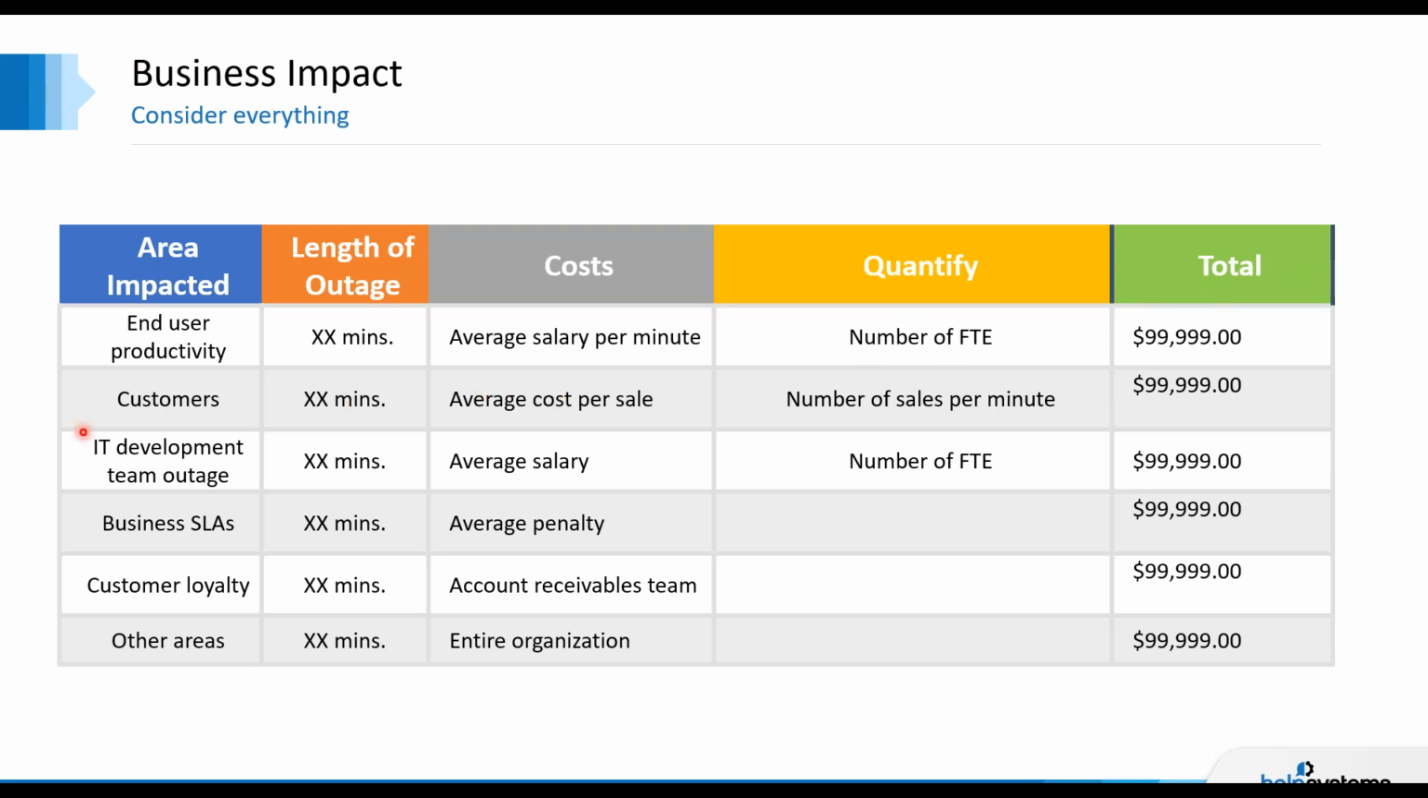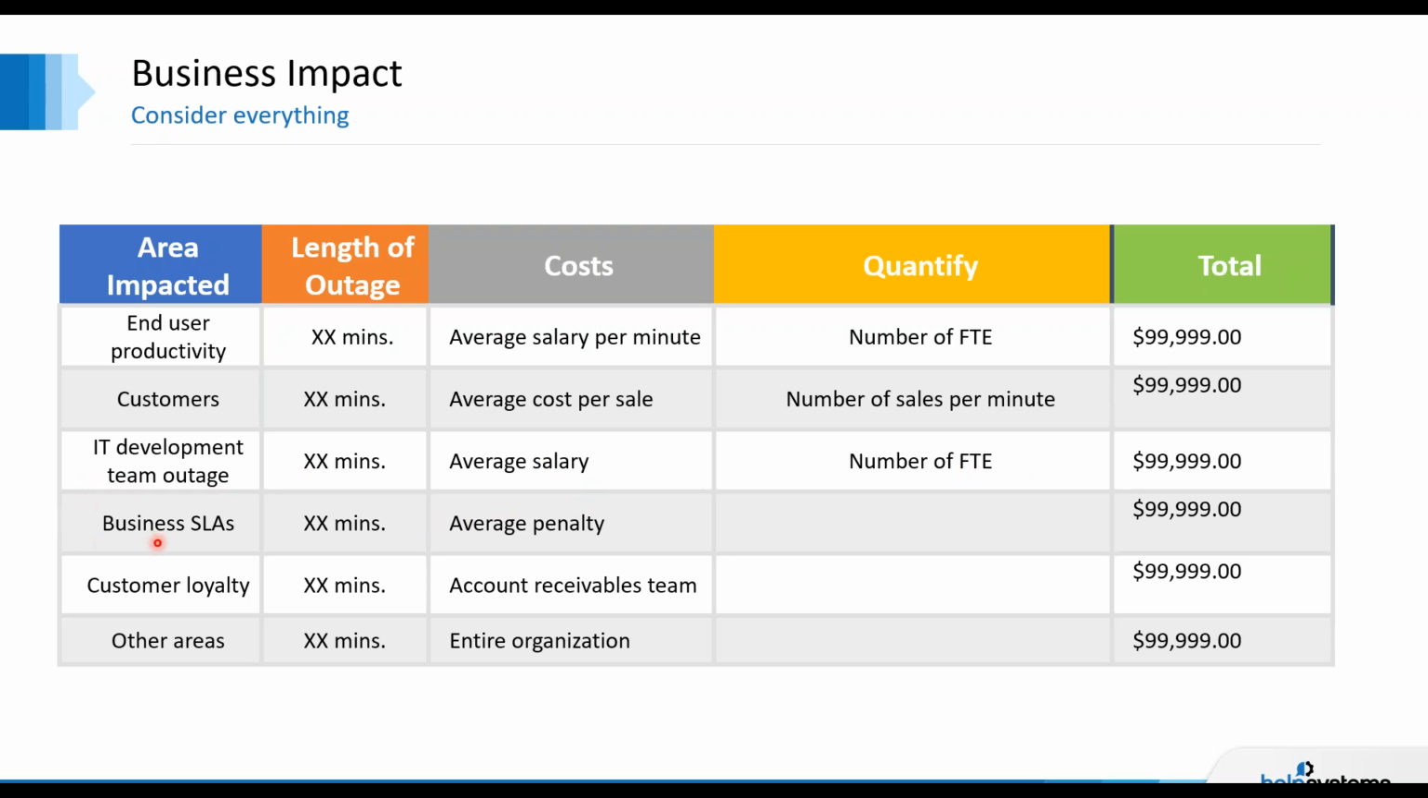Ash talked about the impact on customers. What's your average cost per sale? The number of sales per minute you make helps you develop a cost of being down for an hour. IT development, how many developers do we have? What's their average salary? What's the cost of losing them? That costs you money. They can't deliver new features to the organization that help you do more business.